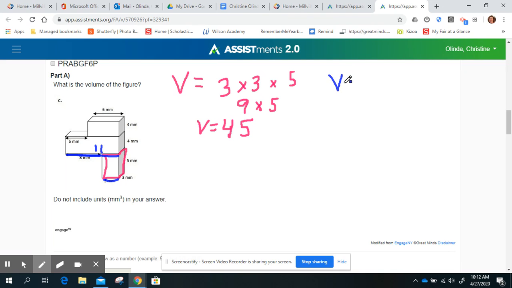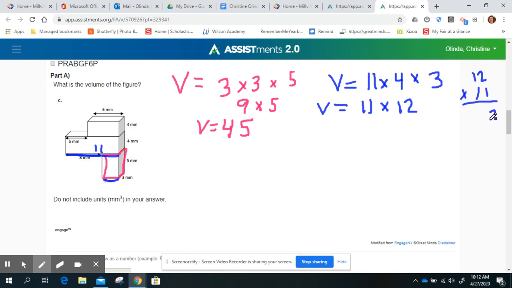So my volume will be 11 times my height, which is 4, and my width is 3 again. 4 times 3 is 12. And then I have to multiply 11 times 12. If you're not really sure how to do that, you could always come over here and do 12 times 11. Use your charts.